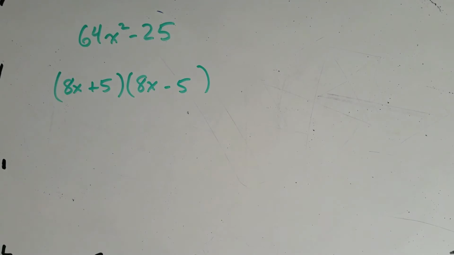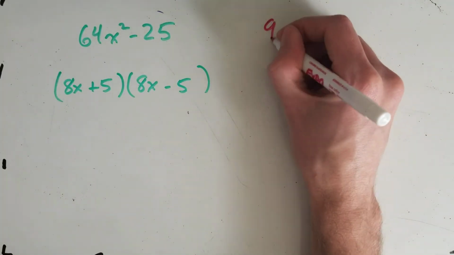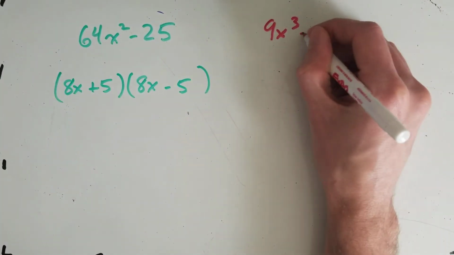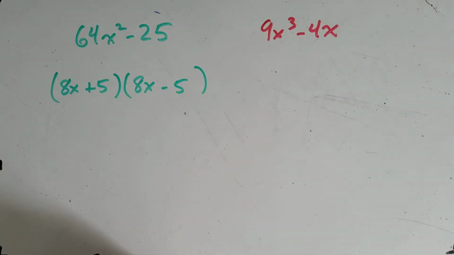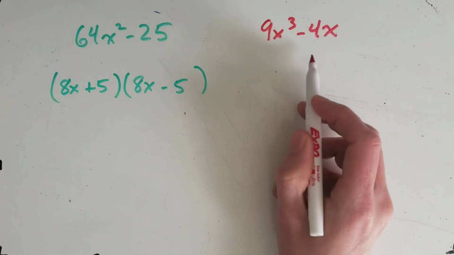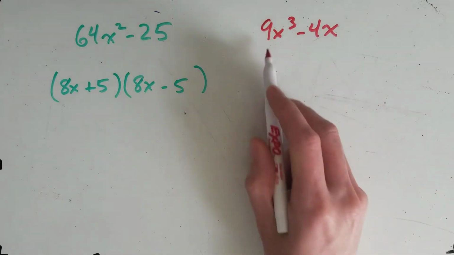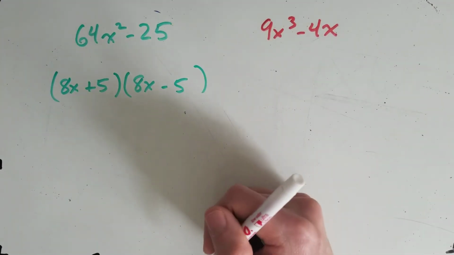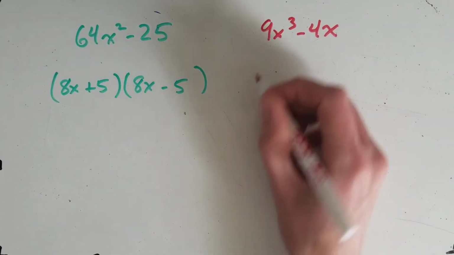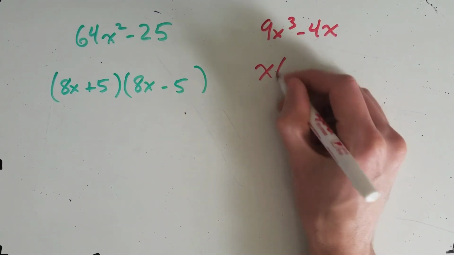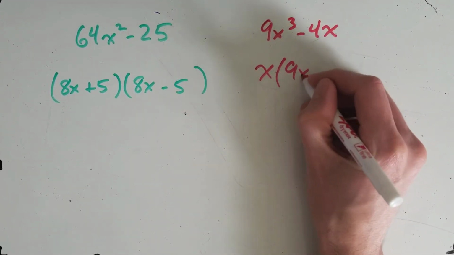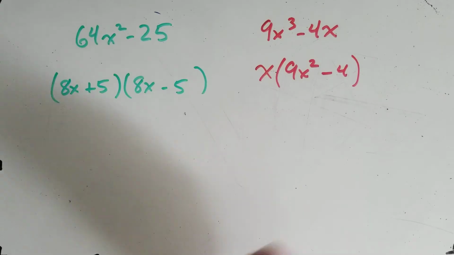Our next one was 9x cubed minus 4x. Right off the bat, we might notice it's not a difference of squares right away, but we do have a GCF. We have an x in common, so we should factor out an x. So x times 9x squared minus 4.